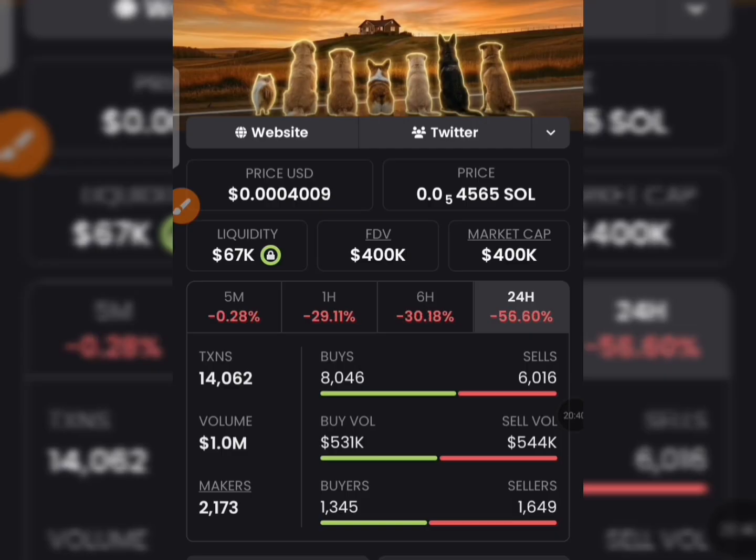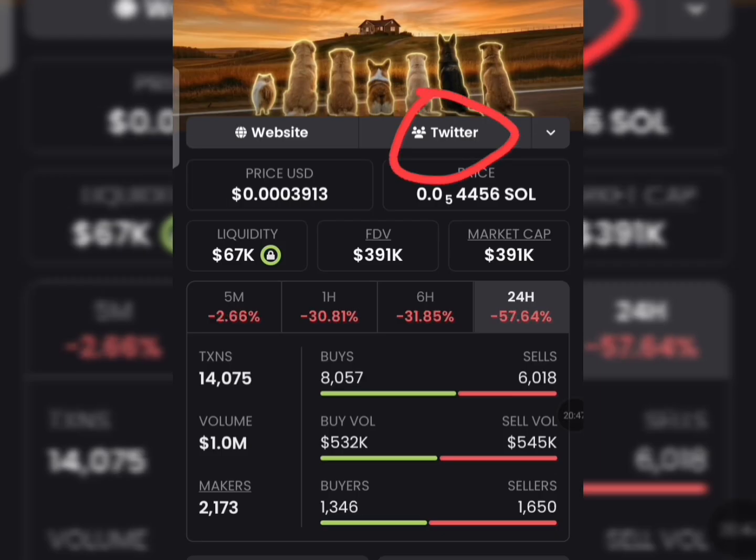Okay, and another thing that I'm going to tell you, which is also very important, is to pay attention to the community. Always trade community coins. Anytime you see a coin on this Twitter page, and you see these 3 heads right here which signify community, this is the type of coin you should be trading. Don't trade profile coins or tweet coins.